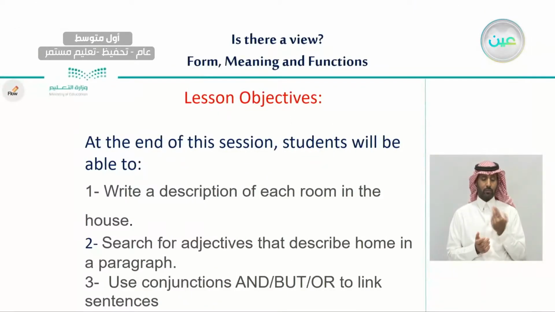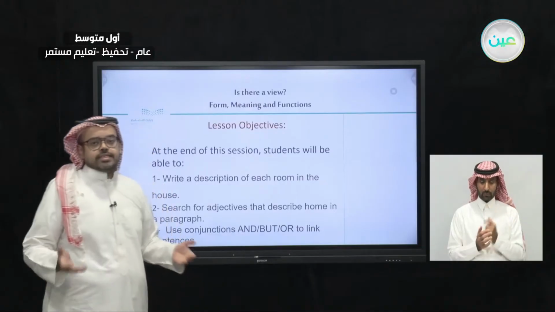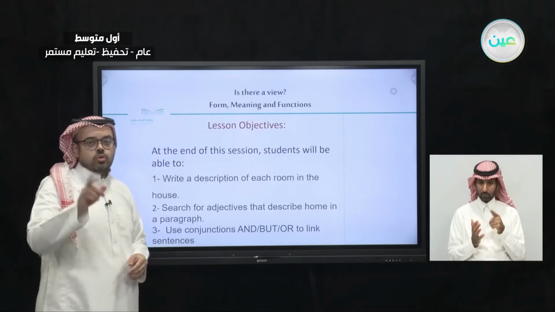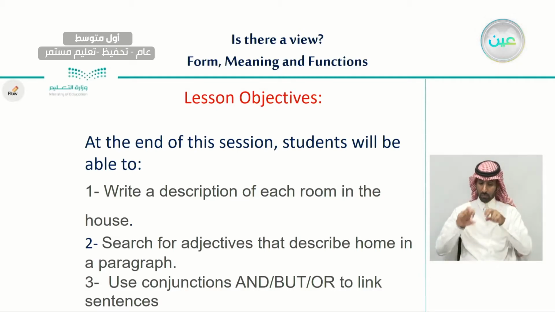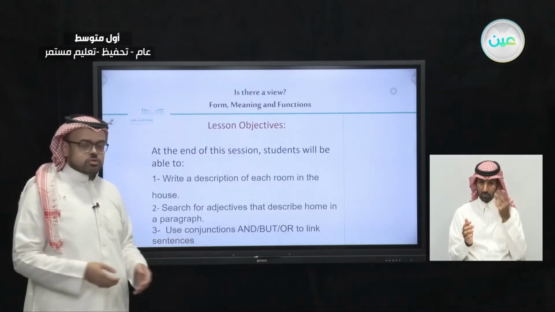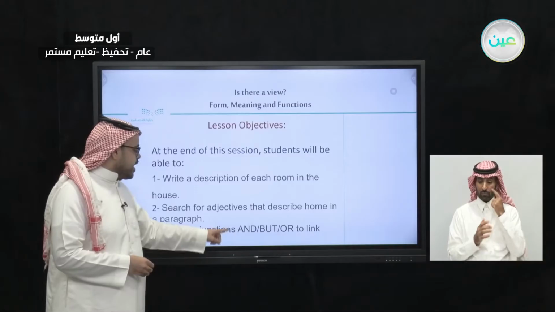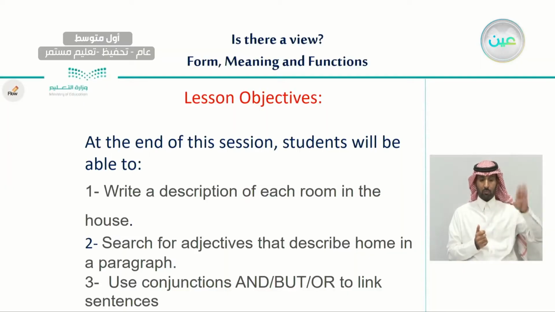Our objectives for today, we hope that at the end of this lesson, you will be able to, first, write a description of each room in the house as we did in the last lesson; number 2, search for adjectives that describe home in a paragraph; and number 3, use conjunctions and, but, or to link sentences together. So let's start.